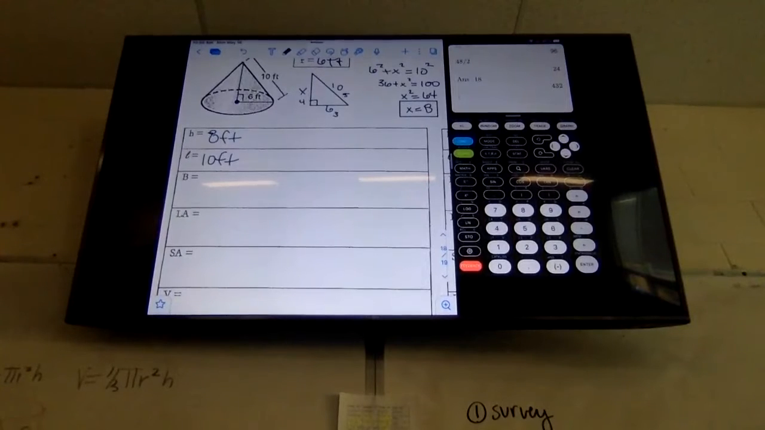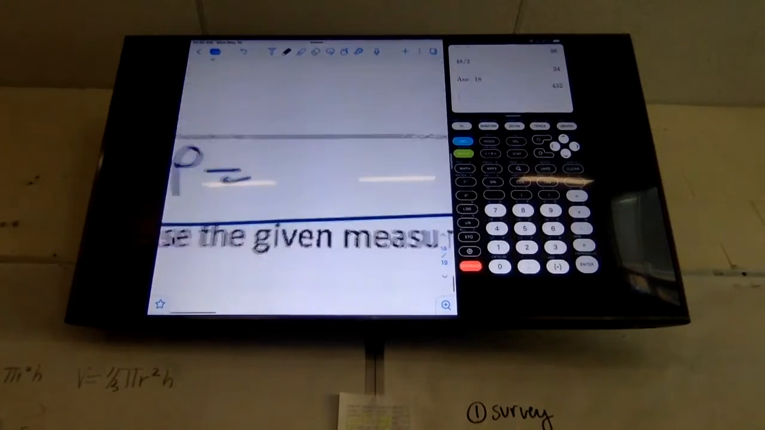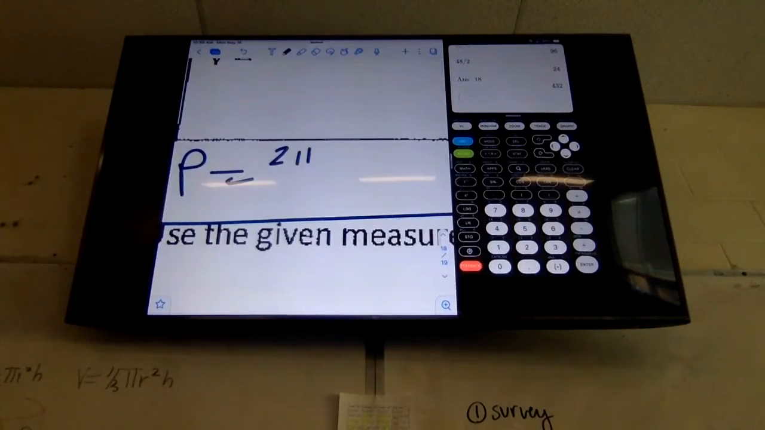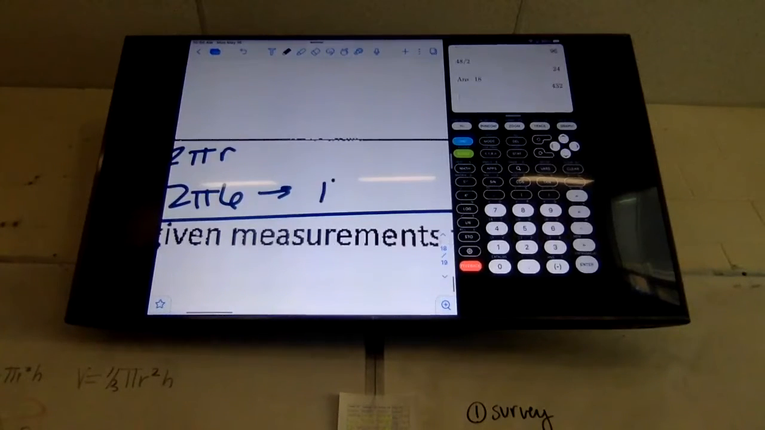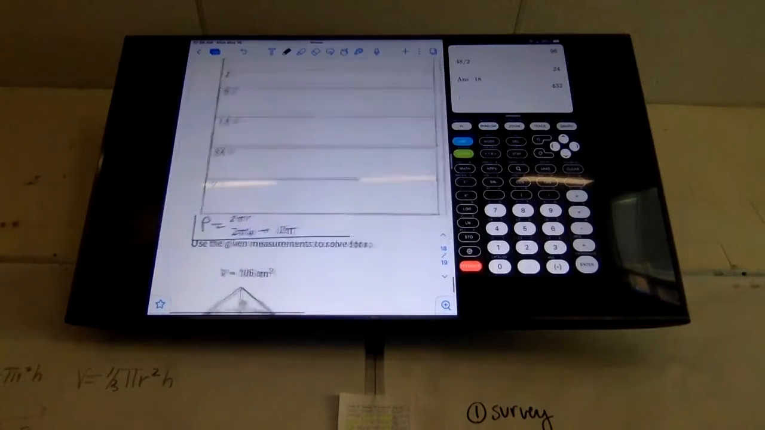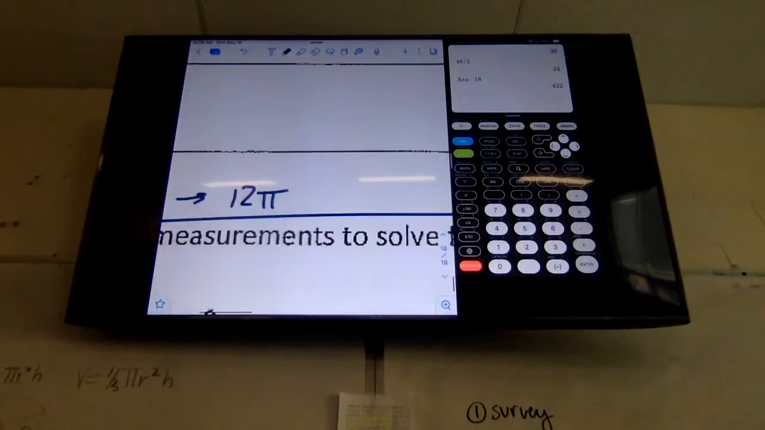All right, let's do perimeter. Well, how do you find the perimeter or the circumference of the base here? Nope, that's area. Perimeter. Pi d or 2 times pi r. So 2 pi r, so that'd be 2 times pi times 6, which would be 12 pi. And that's just in inch or just in feet.